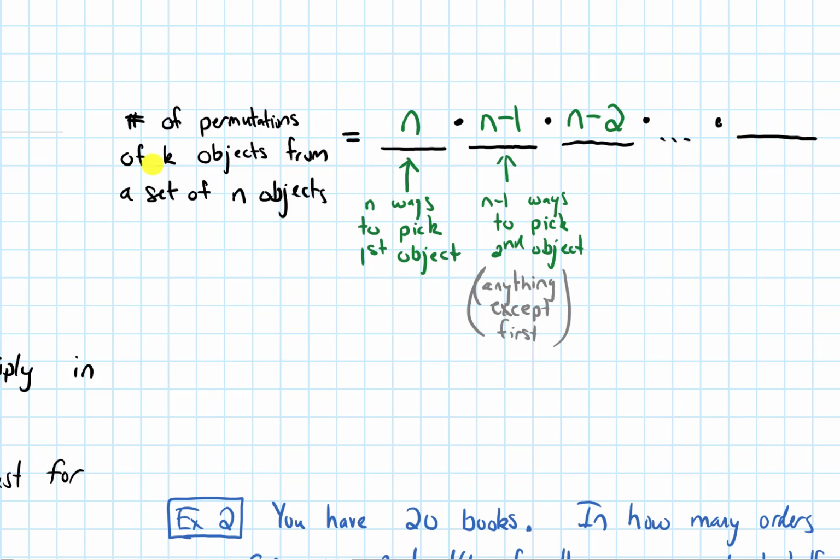And overall, we're choosing k objects. So there should be k total numbers in this list. So what value goes in this last spot exactly? One thing to keep in mind is that the very first number here, the n, I can think of as n minus 0. So with that in mind, every single number in this list is n minus something. So even this last one should be n minus something. It's just n minus how much exactly.